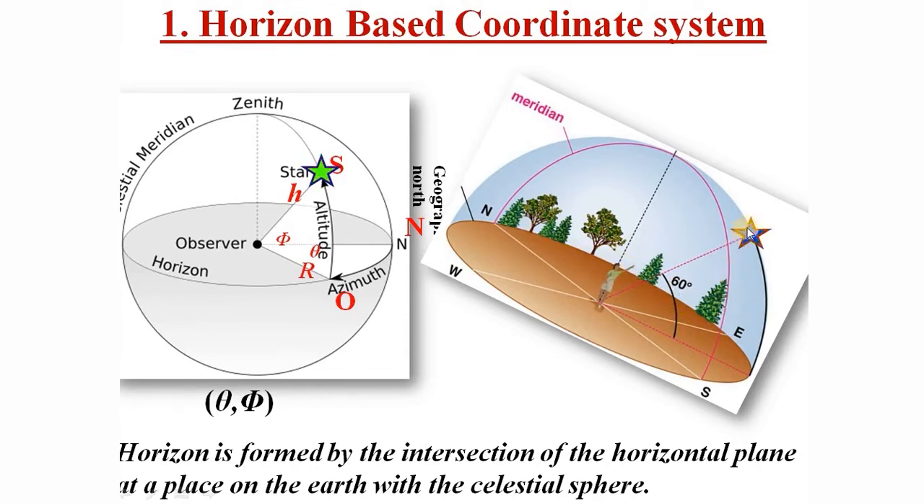Again, in order to reach the star, you have to move like this in the meridian plane also. That angle is called the altitude angle. Altitude is the second coordinate. So this way, using azimuth and altitude, you can locate the star in the sky. This is the method by which a star is located in the horizon-based coordinate system. I hope the idea is clear.